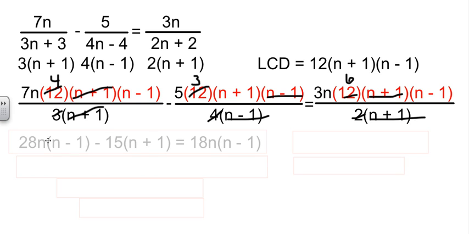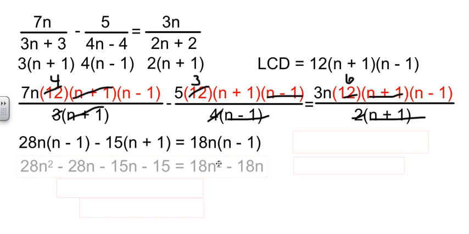So now, since the denominators are gone, I'm going to do some cleanup. 7n times 4 is 28n times n minus 1. 5 times 3 is 15 times n plus 1. 3n times 6 is 18n times n minus 1. Now I'm going to distribute.